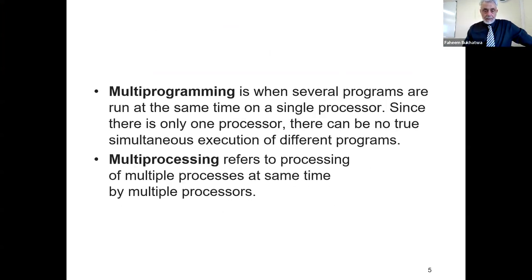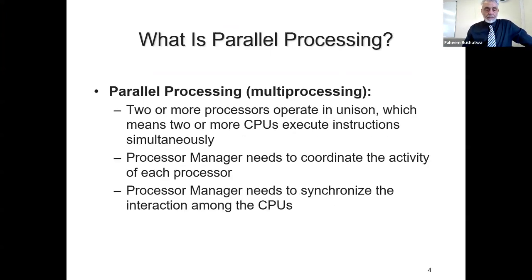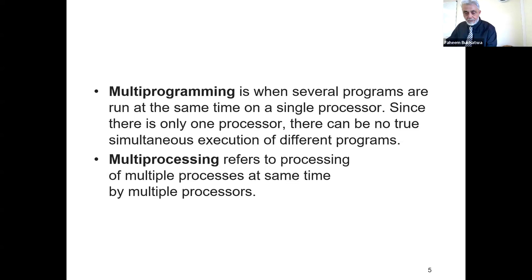All right, so we'll talk about parallel processing. Parallel processing is when two or more processors operate in unison. So now also we can talk about systems that have two CPUs and they run at the same time. The processor manager needs to coordinate the activity between these processors, and it needs to synchronize the interaction among the CPUs.